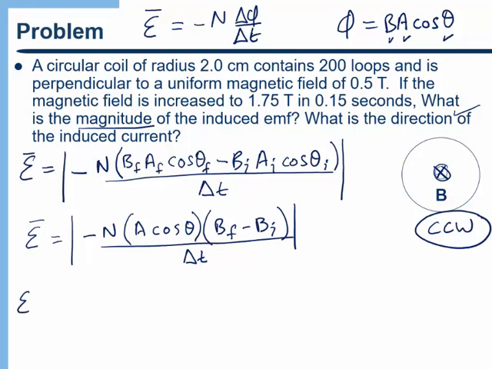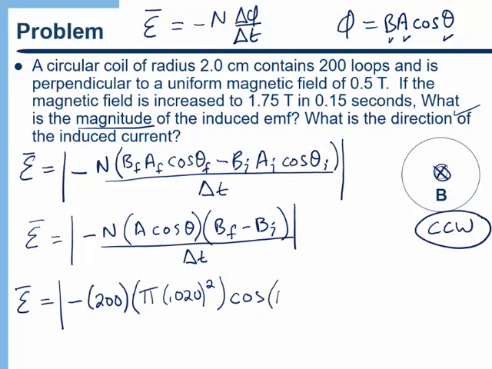So to calculate my answer, I just have minus 200, that's the number of turns, that's what N represents. The area of my loop, pi r squared, so pi times 0.020 meters squared, times the cosine of the angle. Remember, this is the angle between A and B. In this case, B is straight in. Remember, the surface area vector is straight out. So that would be, excuse me, an angle of 180 degrees.